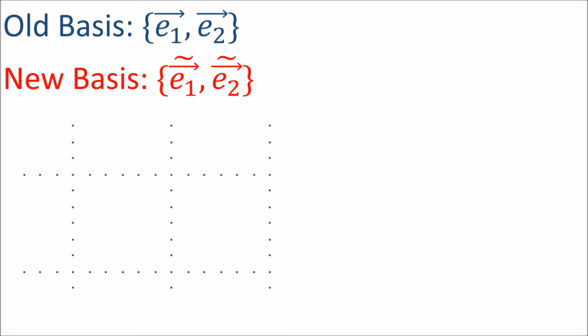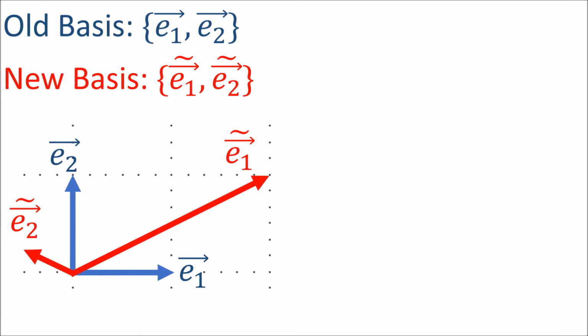So I have two two-dimensional coordinate systems here. The old basis E1 and E2, and the new basis E1 tilde and E2 tilde. Remember from linear algebra that the word basis just means a set of vectors that give us the main coordinate directions for our space. So we have the old and new coordinate systems, or the old and new basis. The forward transformation will move us from the old basis to the new basis.